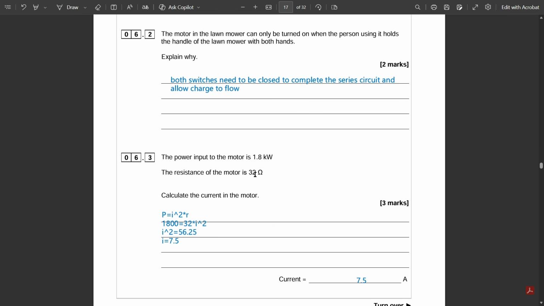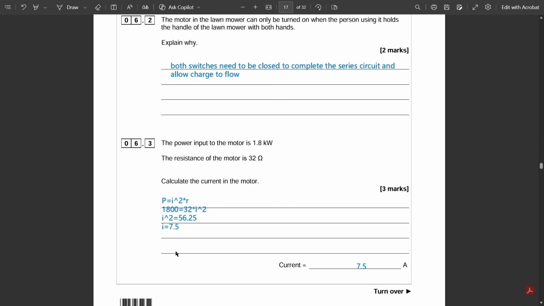Then the power input to the motor is 1.8 kilowatts. The resistance of the motor is 32 ohms. Calculate the current in the motor, and this is the formula you're given on your formula sheet. P equals I squared times R. Plug the numbers in. I squared equals 56.25. You have a calculator, so it's always very easy to actually rearrange the numbers as long as you don't put stuff into your calculator wrong, and you get I equals 7.5 amps.